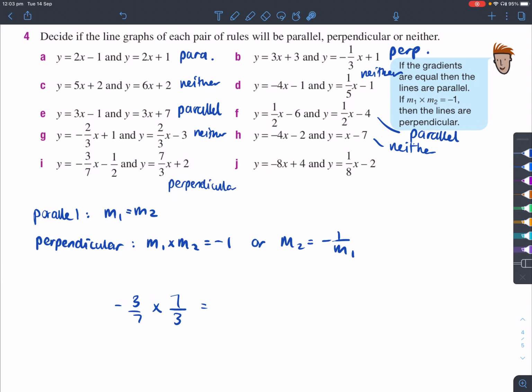Whereas for question J, we've got a gradient of -8 and 1/8. If you multiply those, they do give you -1, because these two cancel. So you've got negative one left. So that means they are perpendicular and not parallel.